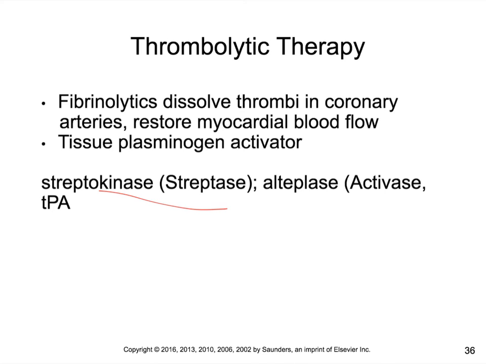Some other contraindications are uncontrolled hypertension. And the side effects of these meds are that they can cause bleeding, dysrhythmias, and allergic reactions. This is kind of why we've moved away from this medication and toward interventions, because there's a specific window. You have to get them within the 4 to 6 hours of the onset of the infarct, and you also have to make sure they don't have any of these contraindications.